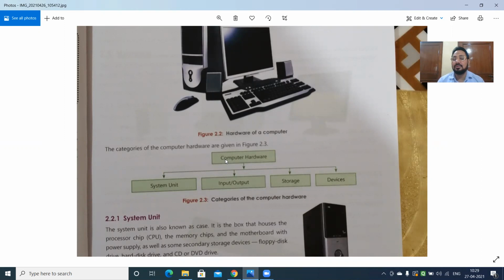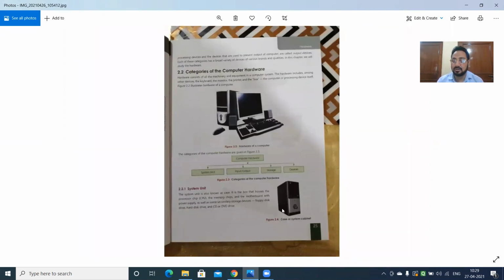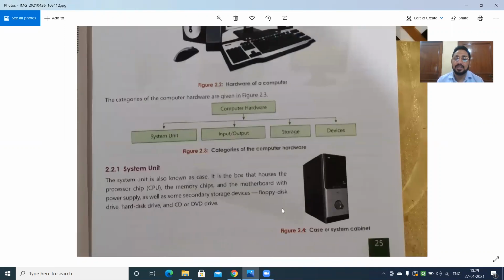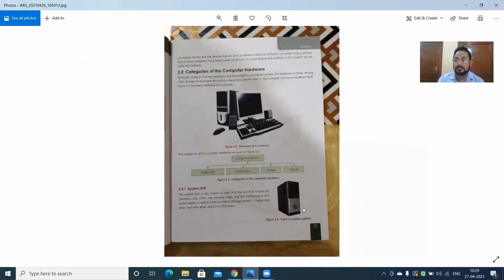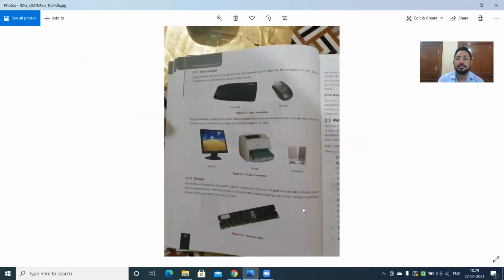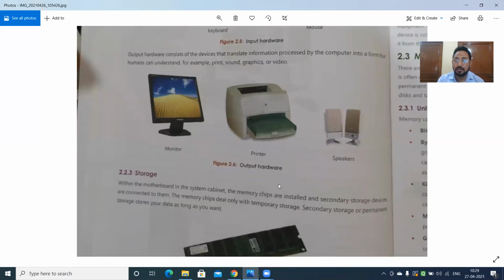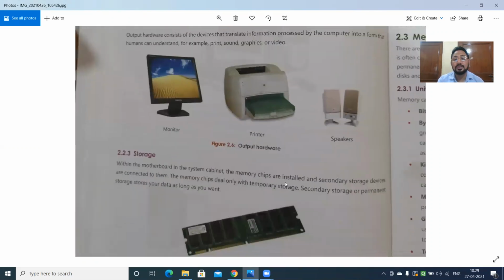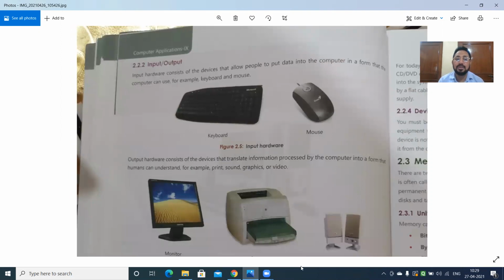System unit I have explained, like the cabinet which you get, the CPU as we normally call it. It has many things stored in it: the CPU, memory chips, motherboard, power supply, CD and DVD drives, floppy disk drives, hard disk drives, etc. Next I have taught you about the input and output units.